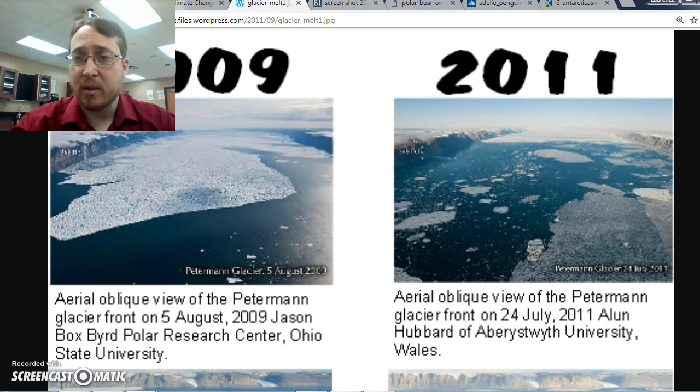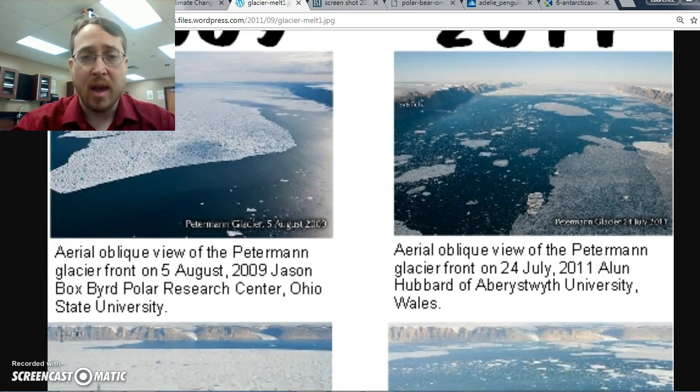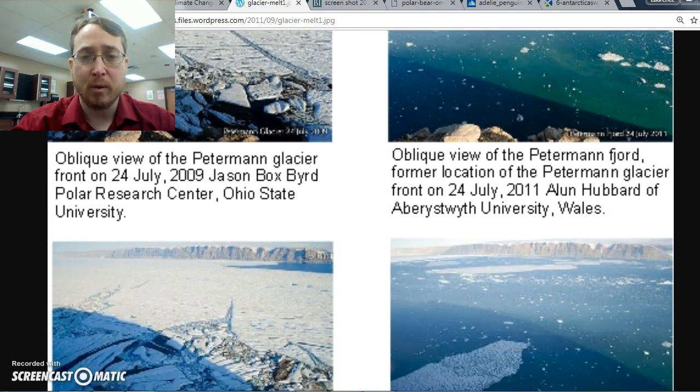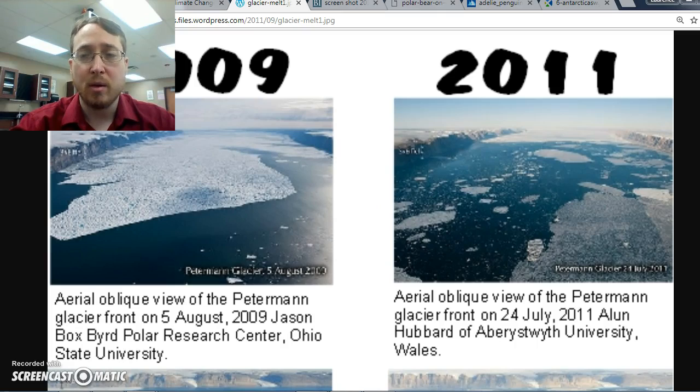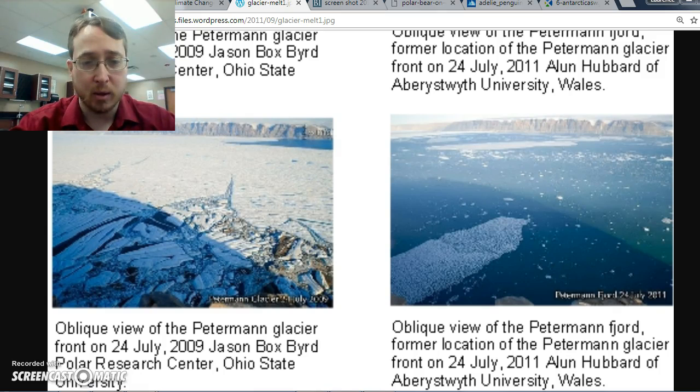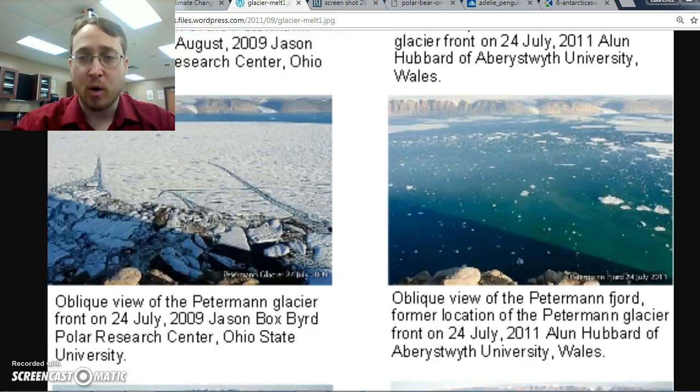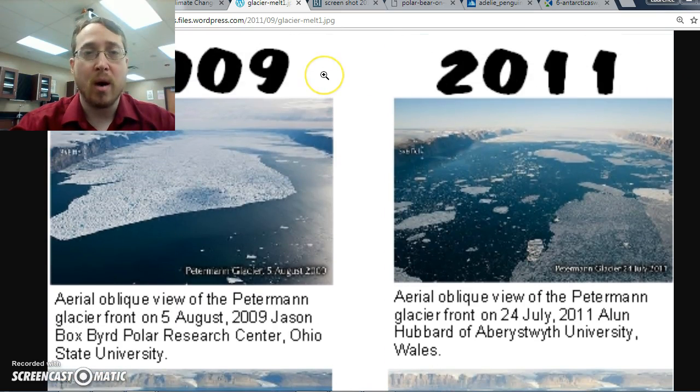In Greenland, there are some major glaciers, and they're comparing those glaciers in 2009 to 2011, and they have lost 150 to 250 cubic kilometers of ice over the course of 4 years. So there's major glacier loss in places that have lots of glaciers like Greenland.